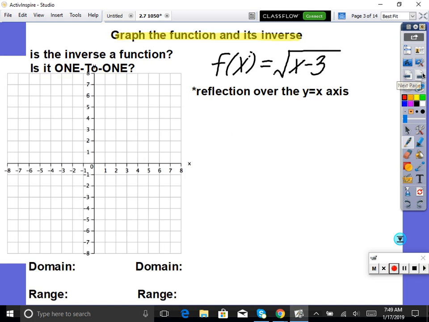All right, it says graph the function and its inverse. So here's how I do it. What I would do is just graph the original function, then write down the xy points, and then switch them, and then you'll have both the function and its inverse.